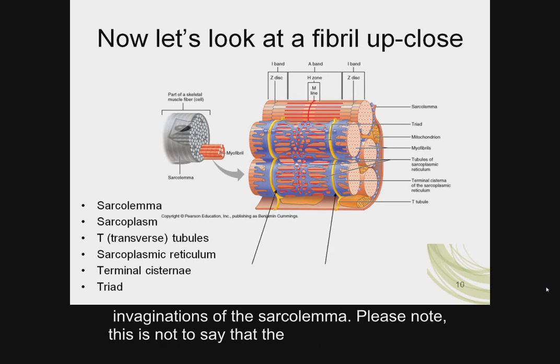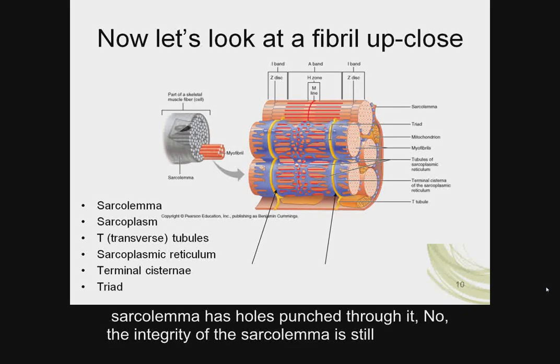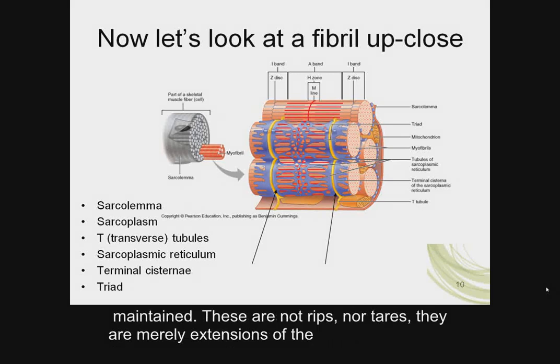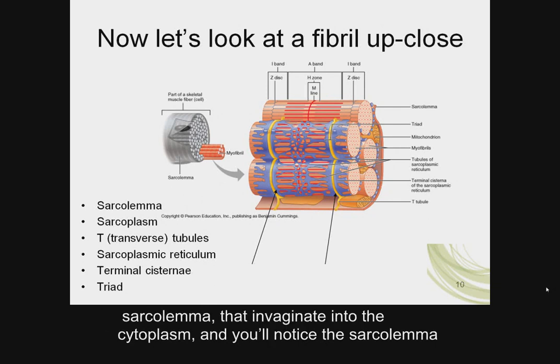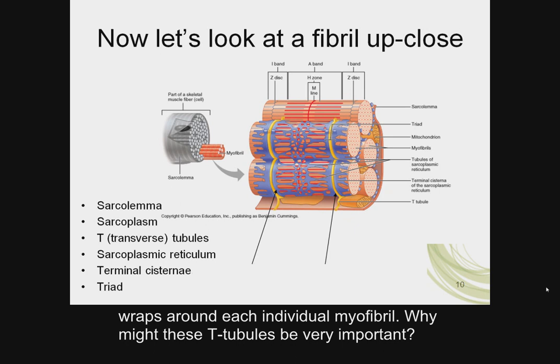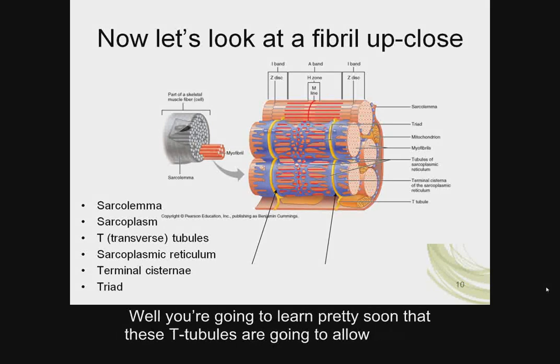These are called T-tubules or transverse tubules. These are invaginations of the sarcolemma. Please note, this is not to say that the sarcolemma has holes punched through it. No, the integrity of the sarcolemma is still maintained. These are not rips nor tears, they are merely extensions of the sarcolemma that invaginate into the cytoplasm, and you'll notice the sarcolemma wraps around each individual myofibril.